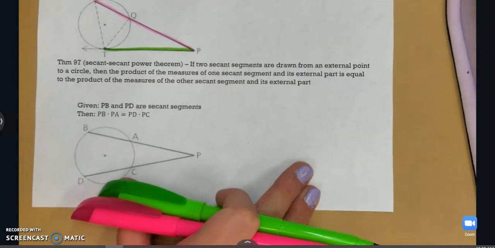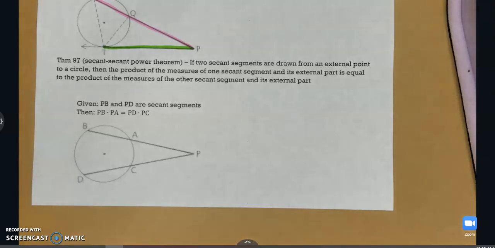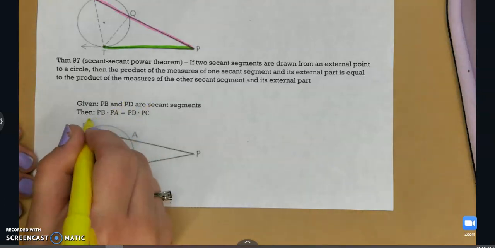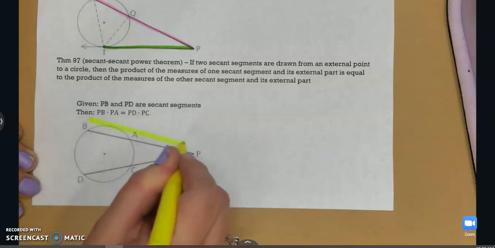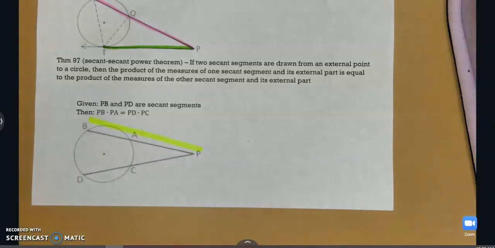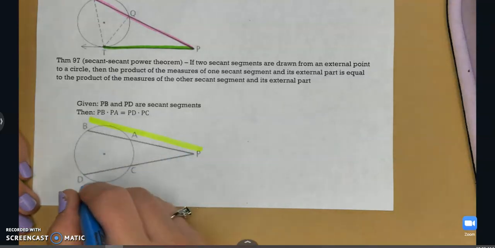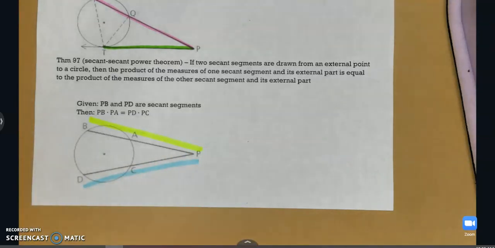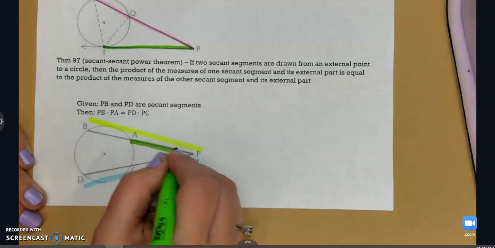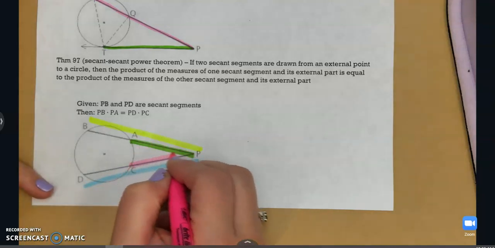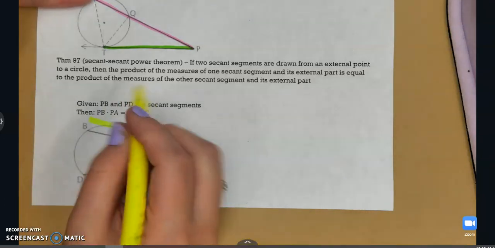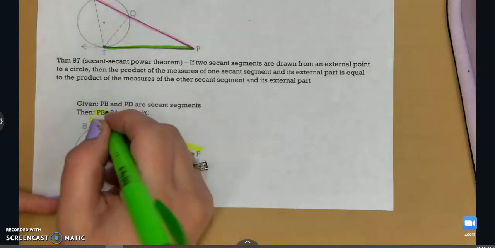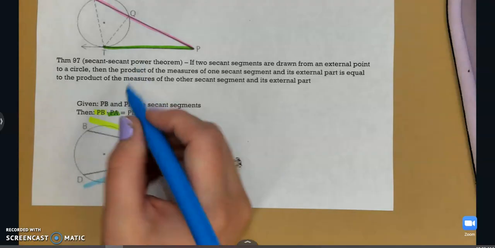And the last one we have is secant-secant. So if I have two secants, meaning they intercept the circle twice, I'm going to color code my two big ones, yellow and blue. So the whole length of the secant, and then I have my two shorter outside pieces. So in this relationship, yellow times green is equal to blue times pink.